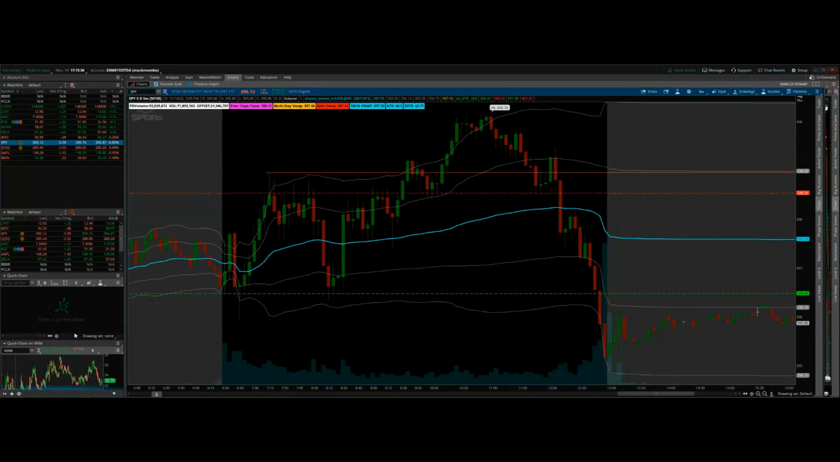Any questions? Type them in the chat. Any charts you want to go over, type them in the chat. We'll take a look at them. We'll see if we can set something up for tomorrow. Guys are interested in anything. You feeling bullish or you feeling bearish? Or any stock tickers? Type them in the chat, and we could go over them and see what you're looking at.